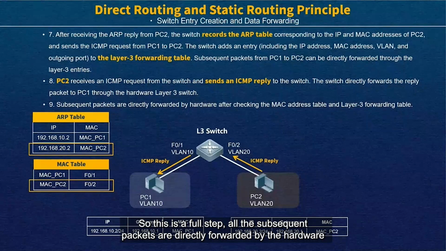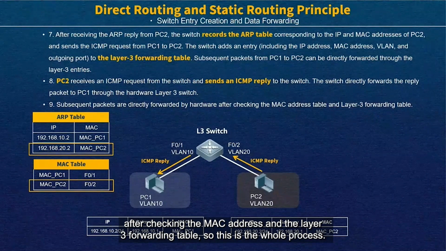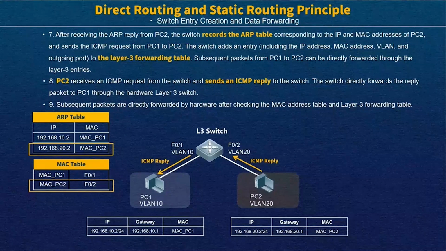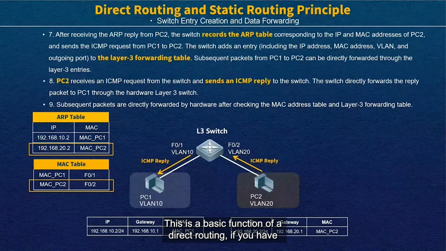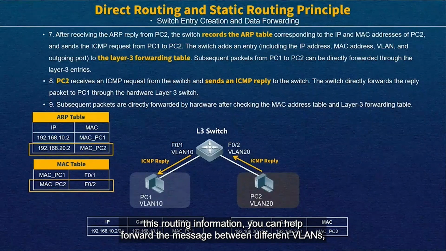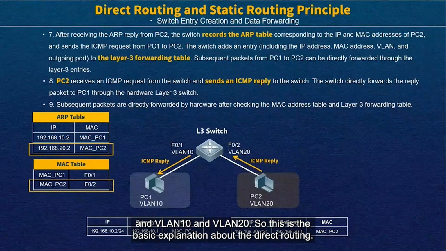All the subsequent packets are directly forwarded by the hardware after checking the MAC address table and the layer 3 forwarding table. So this is the whole process. This is a basic function of direct routing. If you have this routing information, you can help forward the message between different VLANs, VLAN 10 and VLAN 20. So this is the basic explanation about direct routing.